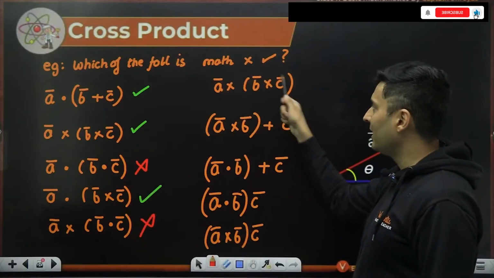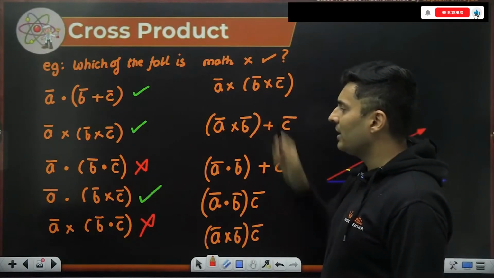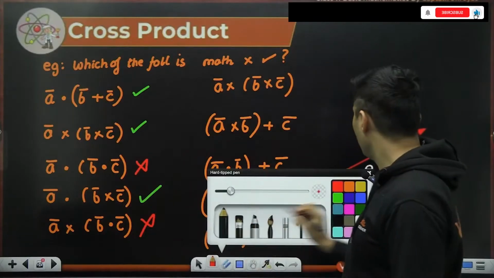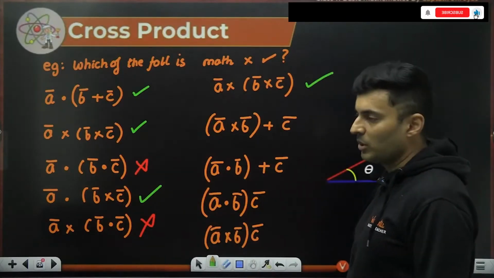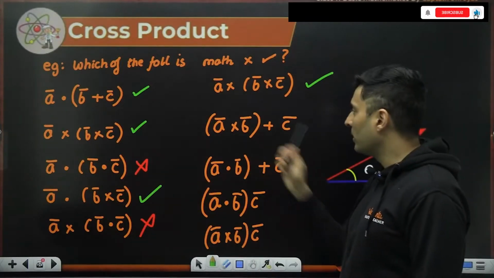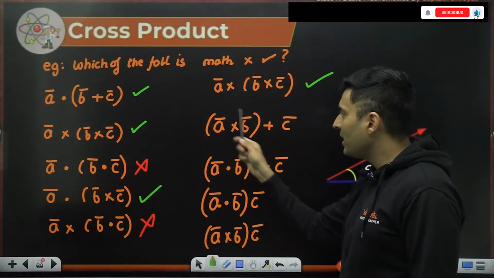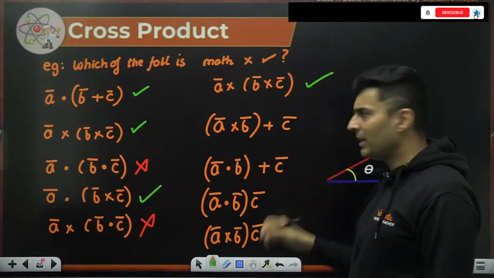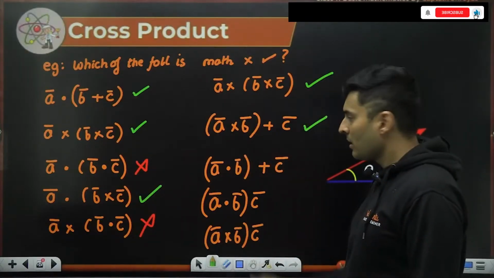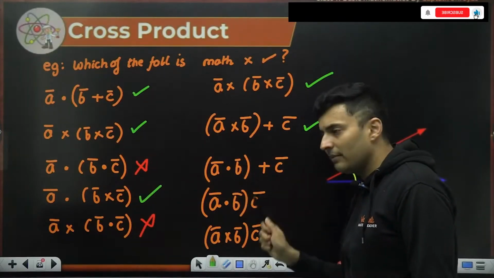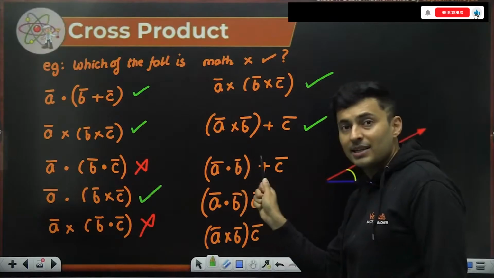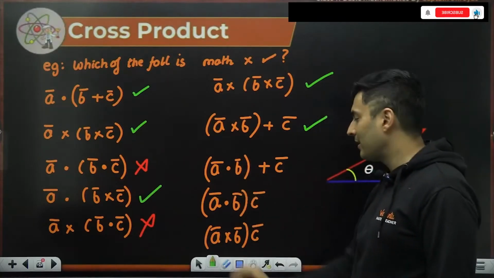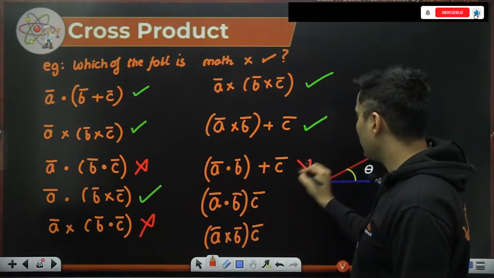Vector into another vector, that is perfectly fine. Nothing wrong with it. I will put a correct mark. What about this? A cross B is a vector. Vector added with another vector, perfectly fine. But vector dot with a vector is a scalar number, and a scalar can't be added with a vector. It is illegal. It is not right mathematically.